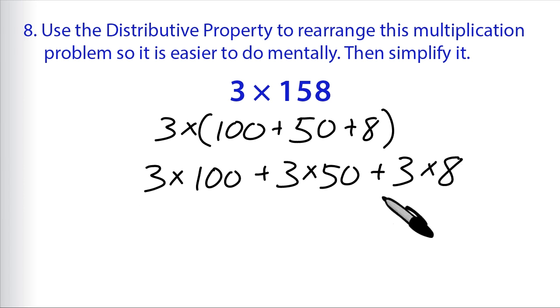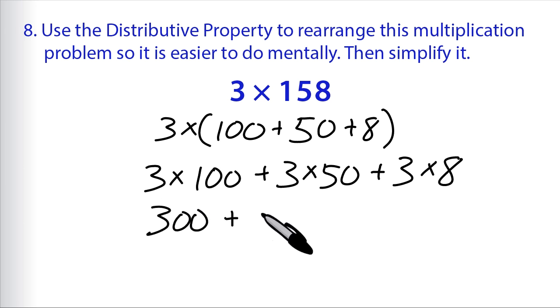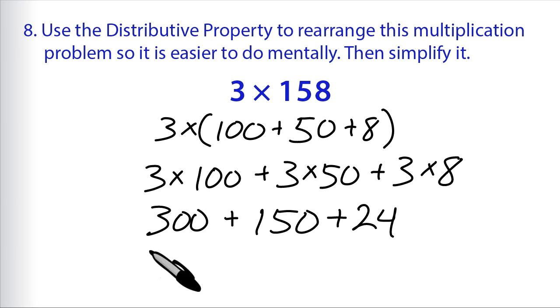Now we need to continue and simplify this step. We have 3 times 100, which is 300, plus 3 times 50, which is 150, plus 3 times 8, which is 24. Now we add all those together. So 300 plus 150 plus 24 is 474.